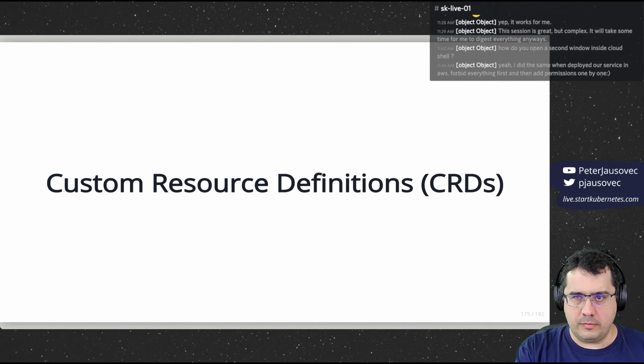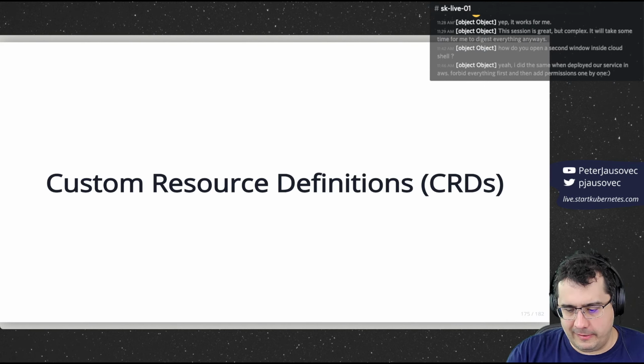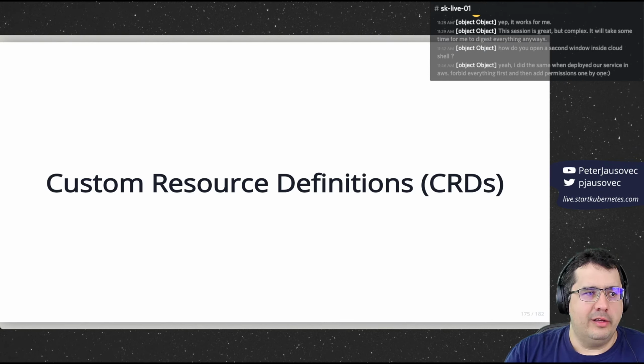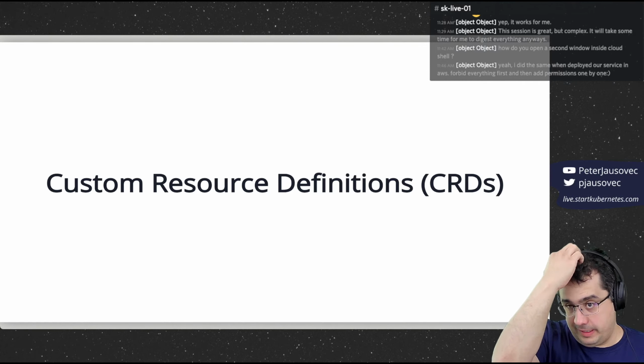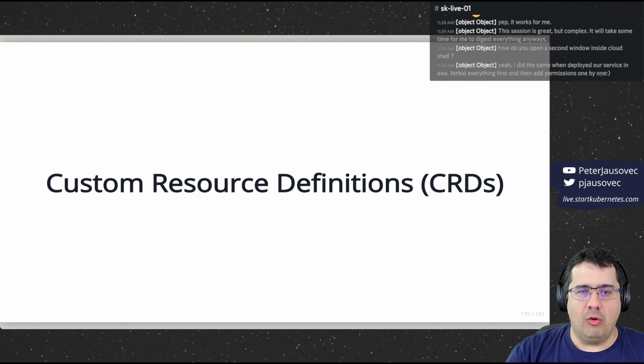Up until now, we've talked about a lot of built-in resources, what they are, how to use them, how they work. But as with everything, you'll probably run into scenarios where these existing resources are either too limiting, or they're not precisely what you need, or they don't exist at all. So you need something more custom. And this is where custom resource definitions, or CRDs, come in. What this allows you to do is create and define your own resources.